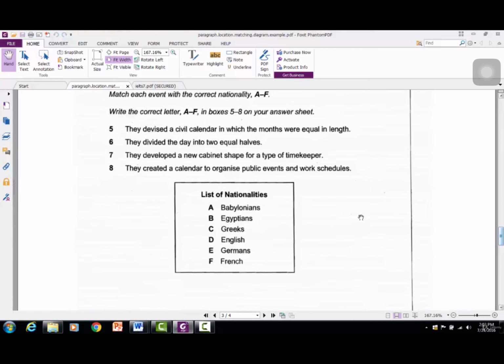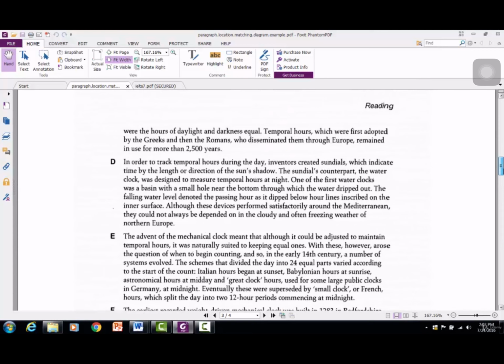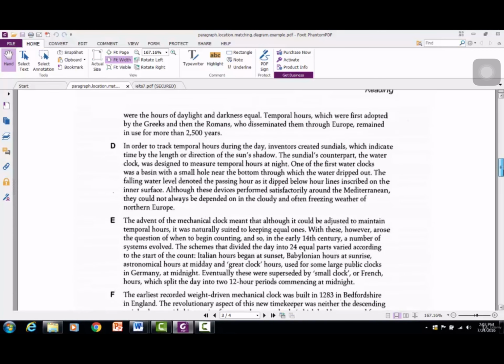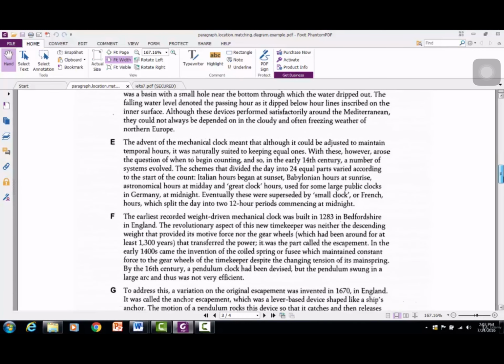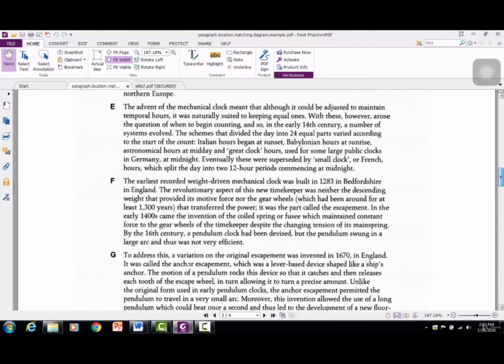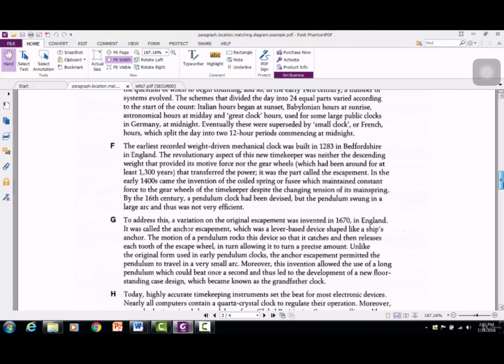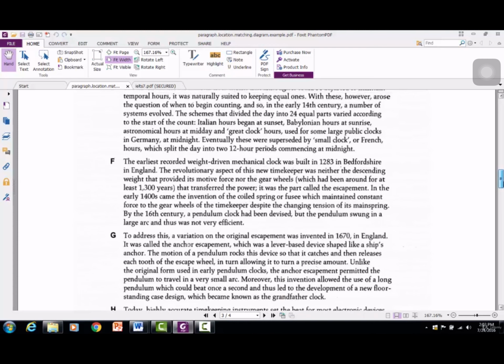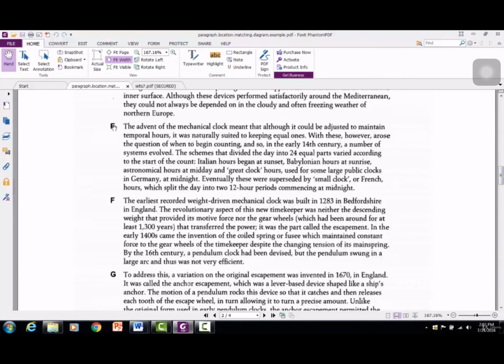Now I'm still doing my matching question. I'm down to the Germans and the French. I saw Germany as I was scanning through it. Oh, there it is. Paragraph E. There's Germany. There's French.